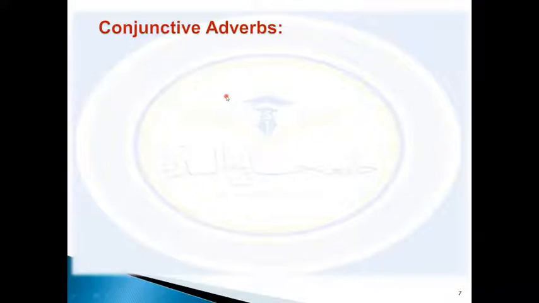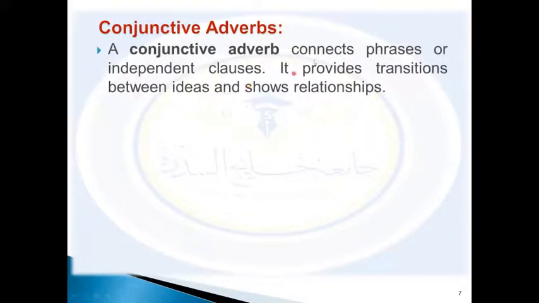The conjunctive adverbs connect phrases or independent clauses, and they provide transitions between ideas and show relationships. So think of them as conjunctions. Conjunctive adverbs are used to connect phrases or independent clauses, in a paragraph or even between sentences.